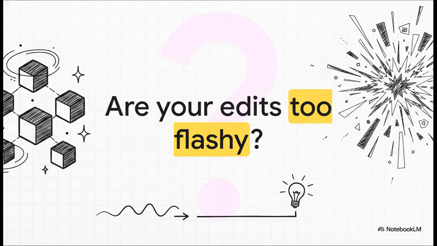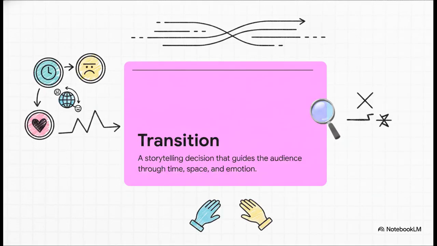There's this huge myth out there that to make something look professional, you've got to throw every single visual effect in your software's library at the timeline. No way. As we're going to see today, the simplest choice is almost always the most powerful one. Ultimately, a transition is a storytelling decision. Its entire purpose is to seamlessly guide your audience through time, space, and emotion.